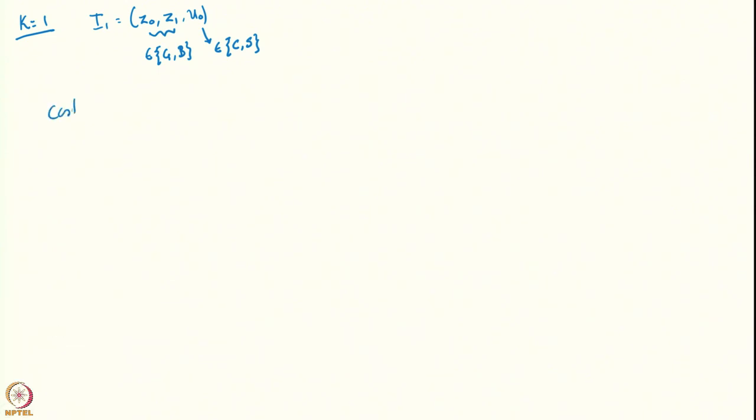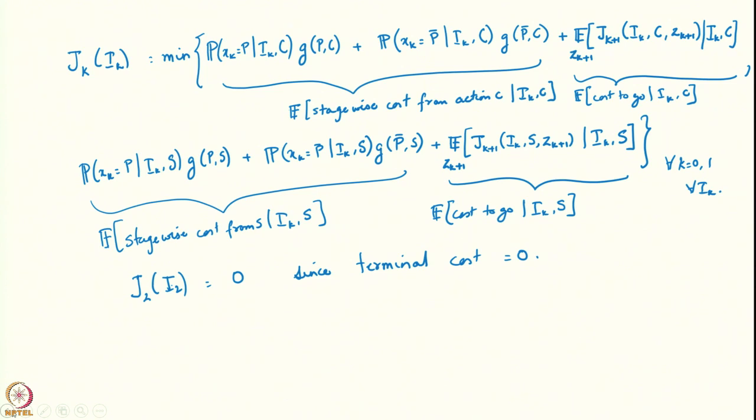So what is the cost from action C? The cost of taking the action C, remember, if the machine was in a good state, then the cost of using the machine in the good state was 0. So this here is 0, whereas this particular cost, which is the cost of running the machine in a bad state, is 2. So this first term therefore vanishes, and all we are left with is just this term, which is the probability that the machine is in a bad state given the information and the action.